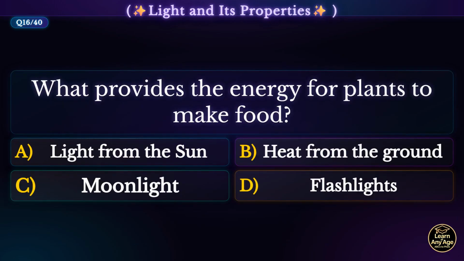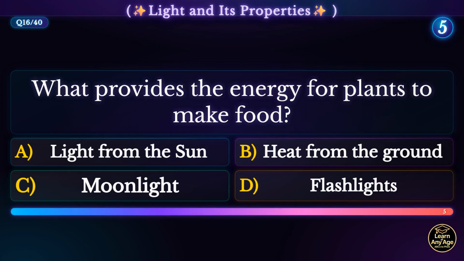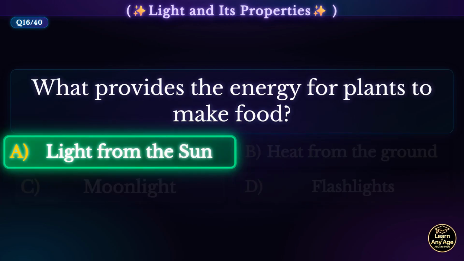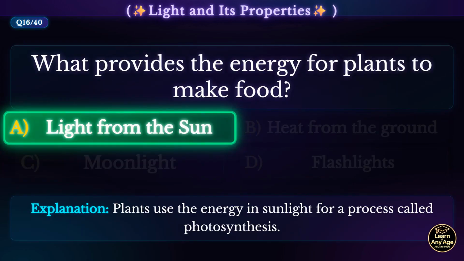What provides the energy for plants to make food? Light from the sun, heat from the ground. Moonlight. Flashlights. Light from the sun. Plants use the energy in sunlight for a process called photosynthesis.